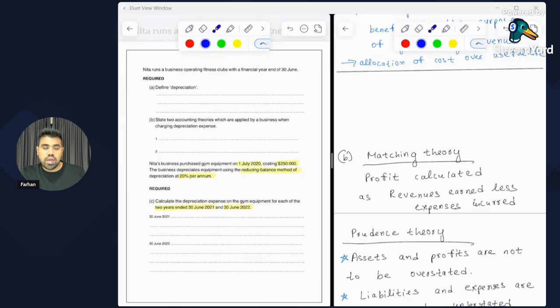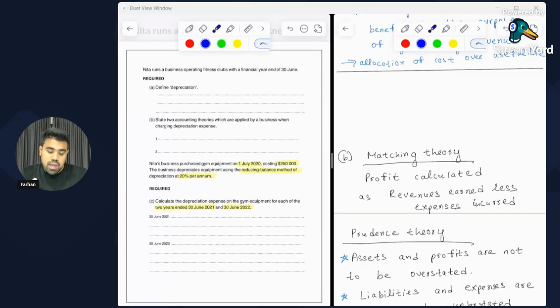We want to include this cost that we have consumed from the asset as part of a total expense calculation. So that is why we use the matching theory, which states that when you calculate profit, you must include all the revenues that you have earned and also subtract all the expenses that you have incurred, which also includes depreciation.